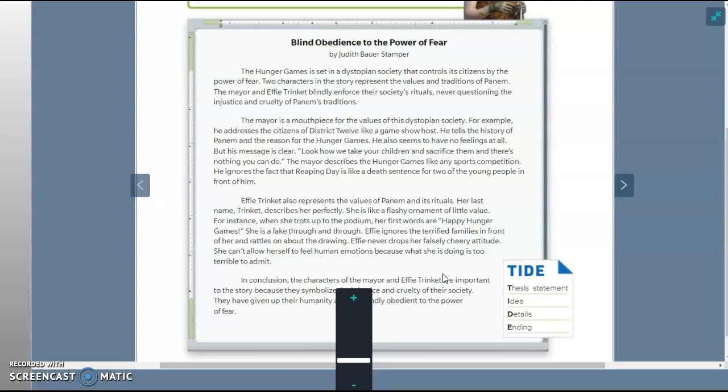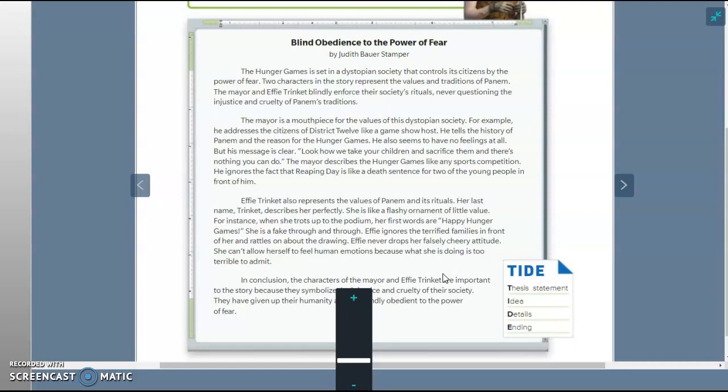For example, he addresses the citizens of District 12 like a game show host. He tells the history of Panem and the reason for the Hunger Games. He also seems to have no feelings at all, but his message is clear. Look how we take your children and sacrifice them, and there's nothing you can do. The mayor describes the Hunger Games like any sports competition. He ignores the fact that reaping day is like a death sentence for two of the young people in front of him.